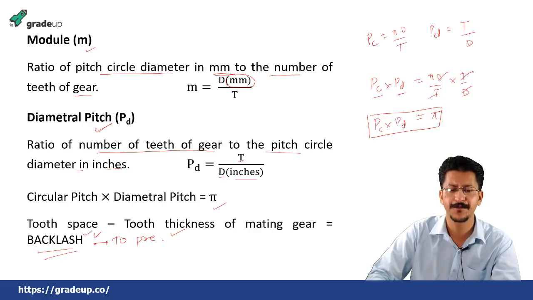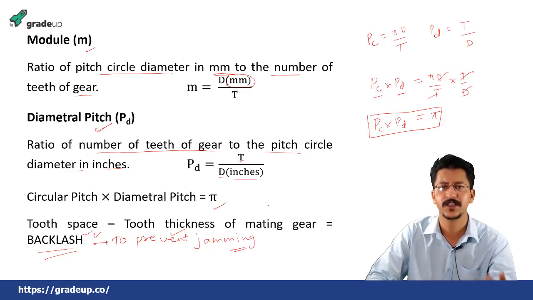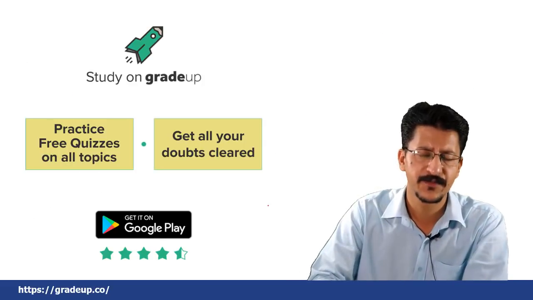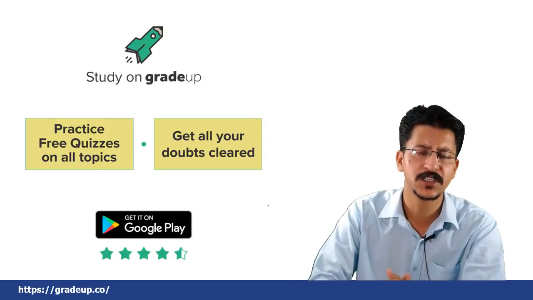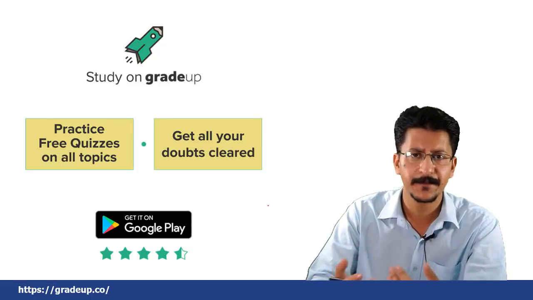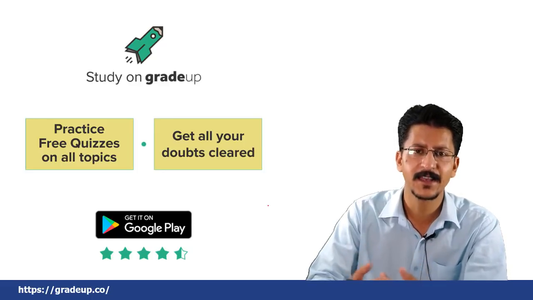The main purpose of providing backlash is to prevent jamming in case of expansion of gears due to heat. So this is all. We have seen some of the basic terminologies that are used in a gear transmission, and we will see the real analysis of the gears in the next class.